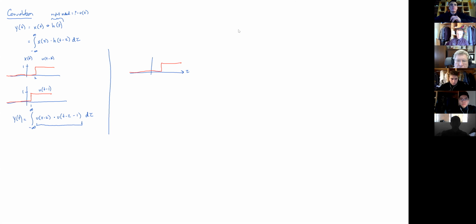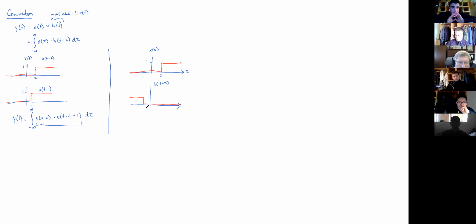And I'm spending some time on this equation because I have a feeling it's not just you with this question, it's a bunch of people. So here's our x of tau. And then we're going to flip our h of t minus tau. And so that's going to be something that starts up here and comes down. So we've just taken this guy and flipped it around.